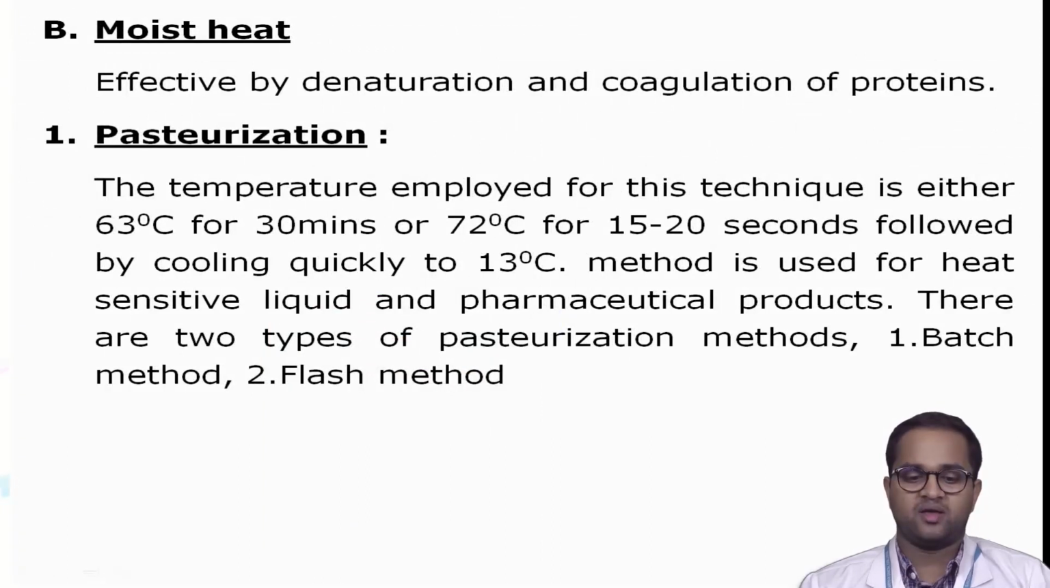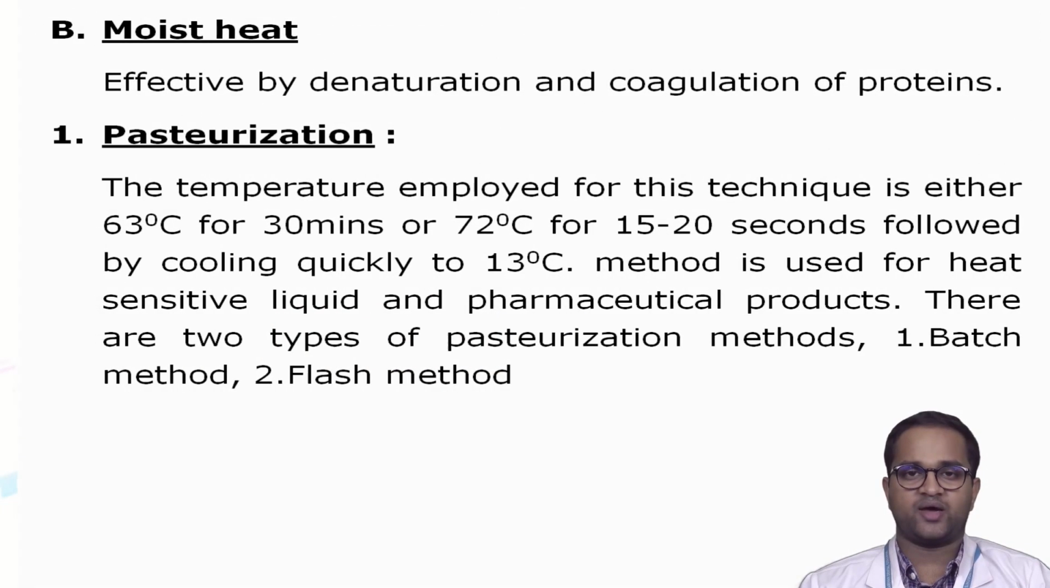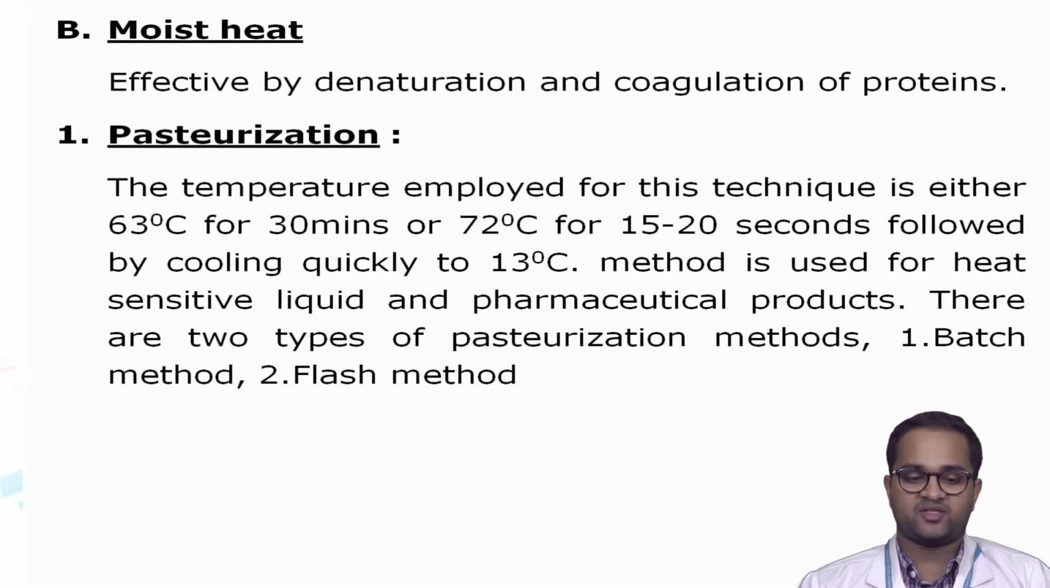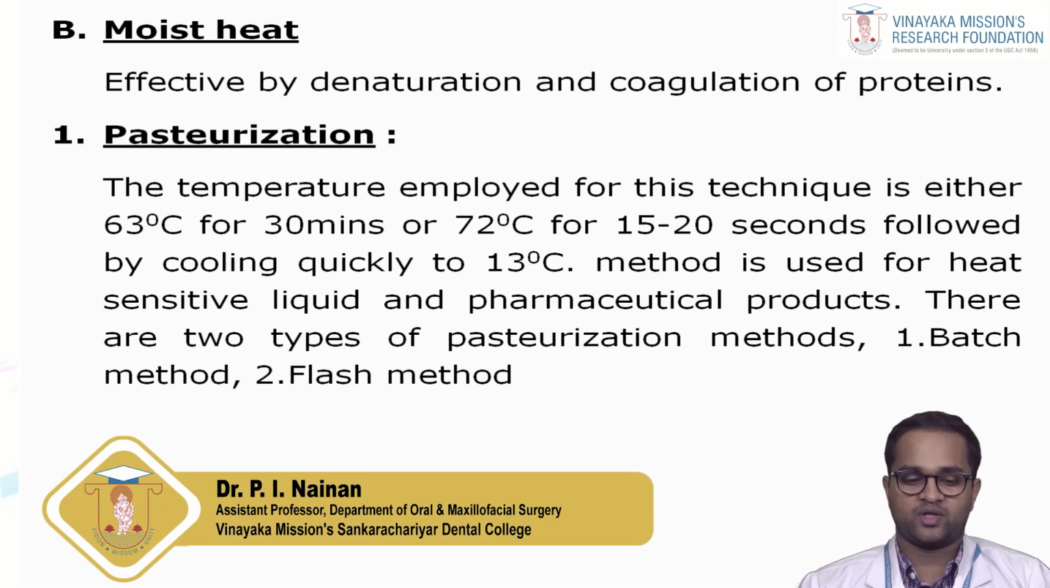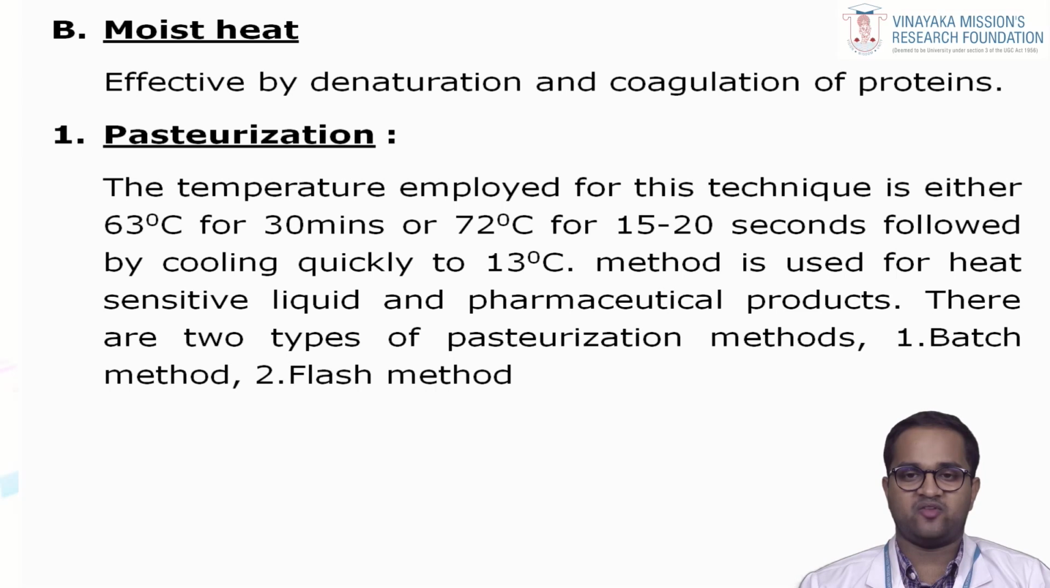Coming to moist heat, it is effective by denaturation and coagulation of proteins. Pasteurization, the temperature employed for this technique is either 63 degrees Celsius for 30 minutes or 72 degrees Celsius for 15 to 20 seconds, followed by cooling quickly to 13 degrees Celsius. The method is used for heat sensitive liquid and pharmaceutical products. There are two types of pasteurization techniques, which are batch method and flash method.